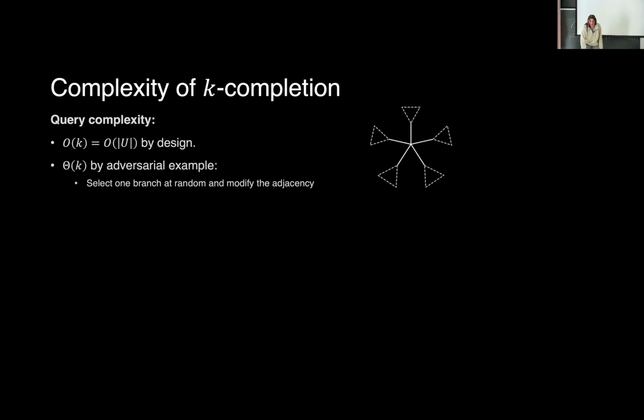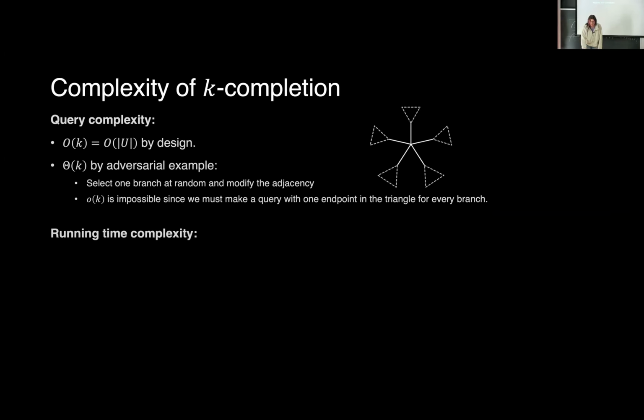So what's the query complexity? Well, we get O of k by design, right? And then we get theta of k by an adversarial example. So if we take this kind of star graph with triangles appended everywhere, and maybe my adversary is selecting one branch to modify, then I need at least k different queries, because I need to sample one endpoint in one of these triangles for each of them. So that's how we have a tight bound on the query complexity.